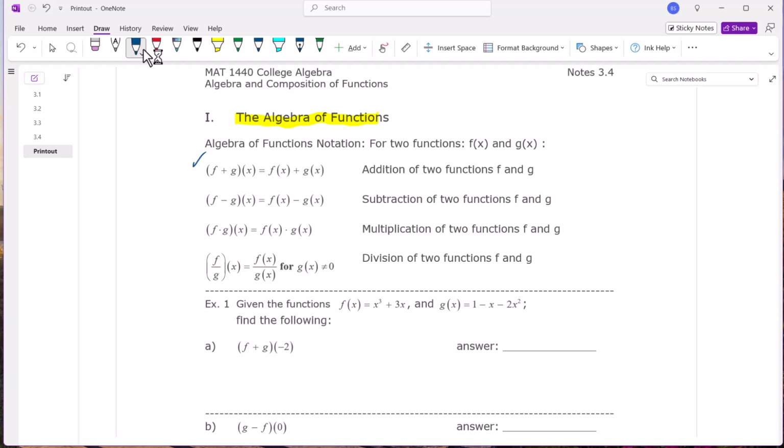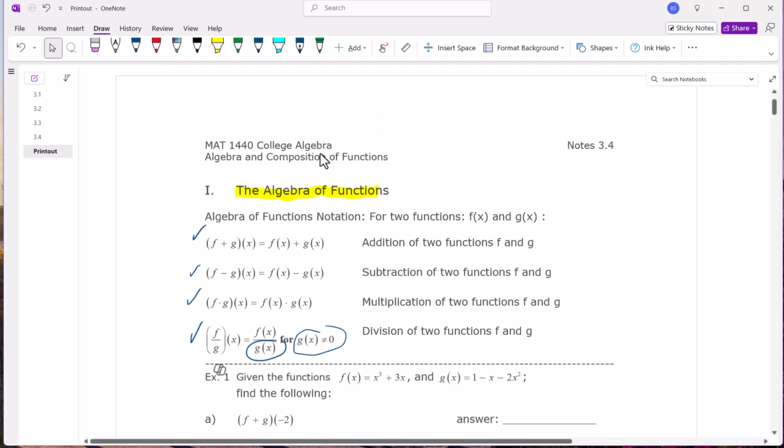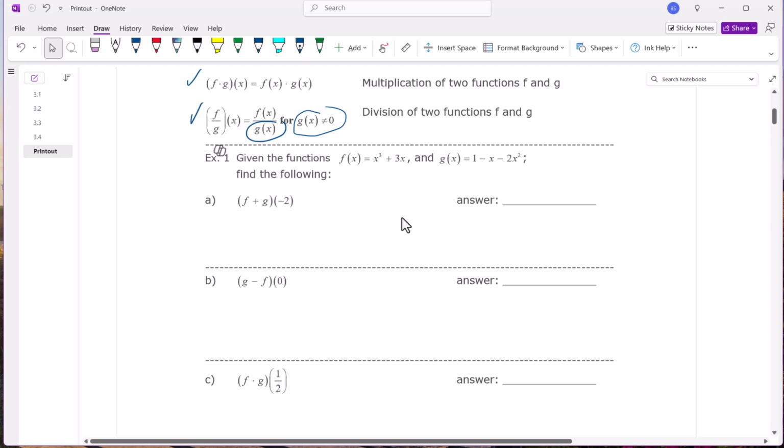You can add two functions. It can be written like this. You can add each function. You can subtract two functions to get a new function. You can multiply, and you can divide. Now, the only stipulation on division, of course, is the denominator cannot be 0. Okay, so you probably did this in college algebra.